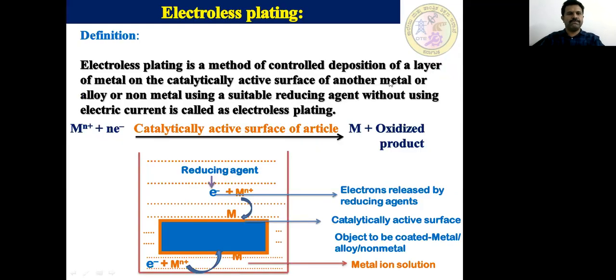As I explained in the previous session, electroless plating is a method of controlled deposition of a layer of metal on the catalytically active surface of another metal or alloy or non-metal, using a suitable reducing agent as a source of electrons, without using electric current. So here the substrate may be a metal or non-metal. This electroless plating is applicable for both metals as well as non-metals.